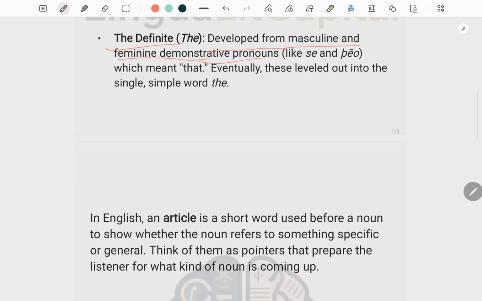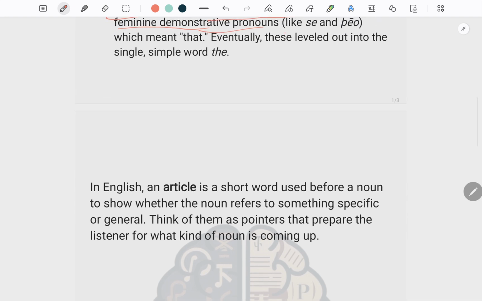Okay, now we have some definitions of the articles. As we have already discussed, in English an article is a short word that is used before a noun to show whether the noun refers to something specific or general. Think of them as a pointer that prepares the listener for what kind of noun is coming up.